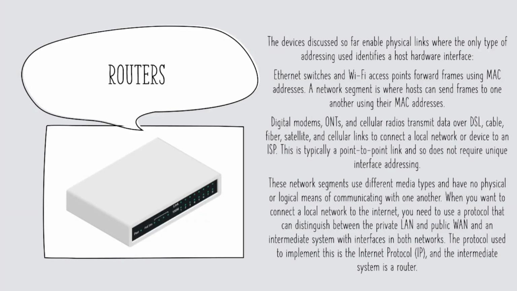When you want to connect a local network to the internet, you need to use a protocol that can distinguish between the private LAN and public WAN, and an intermediate system with interfaces in both networks. The protocol used to implement this is the Internet Protocol, and the intermediate system is a router.